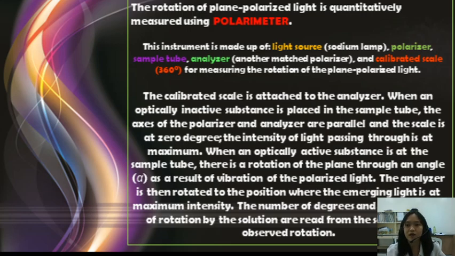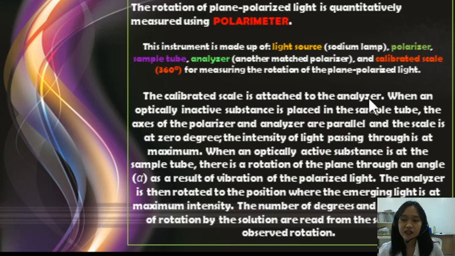So, ito na example ko. Mas pinaikli ko lang yung naunang slide, no? Pero ito ang kanyang buong explanation. The instrument is made up of a light source, sabi ko nga, sodium lamp, polarizer, sample tube, analyzer, and calibrated scale, 360 degrees. So, the calibrated scale is attached to the analyzer. Saan nakadikit ang calibrated scale?